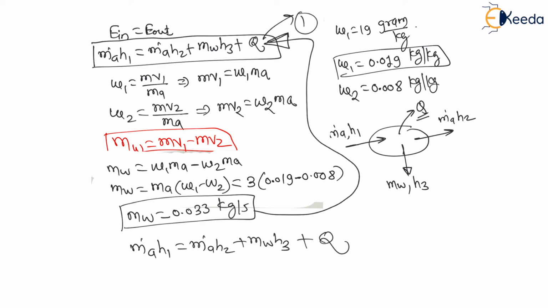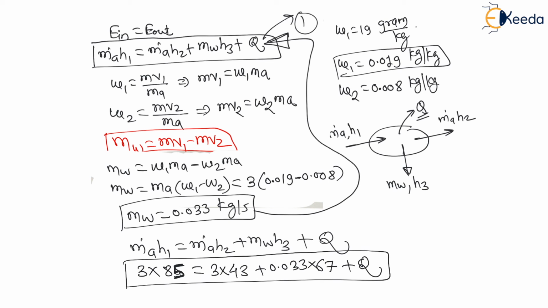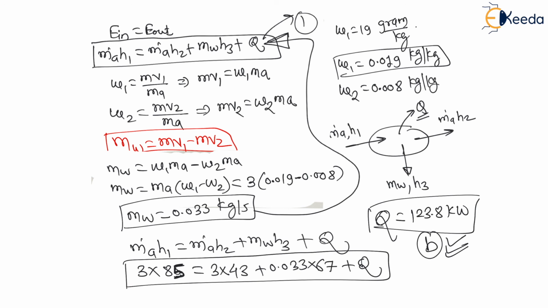If I put values, mass of air is 3 times H1, which was given as, I think, 85. I have erased this, H1 is 85, you can look in your notebook. Mass of air is 3, H2 is given 43, plus mass of water is 0.033, H3 is given 67, plus Q. Now in this whole equation only Q is unknown, my dear students. If I solve for Q, I get Q equal to 123.8 kilowatt. Therefore, if you look at the options, you will find option B is the most correct choice. Thank you dear students. In the next lecture we will see one more numerical on this topic.